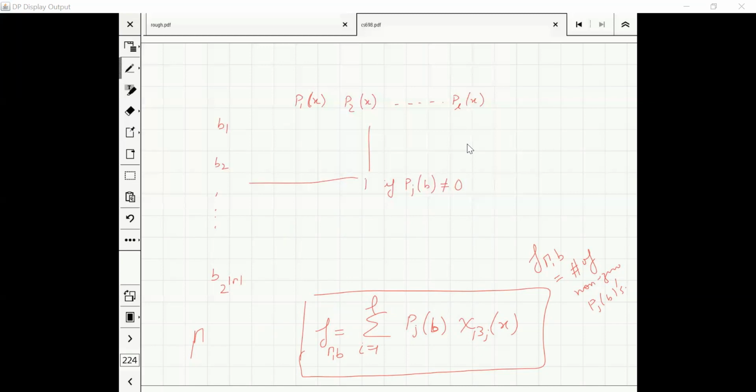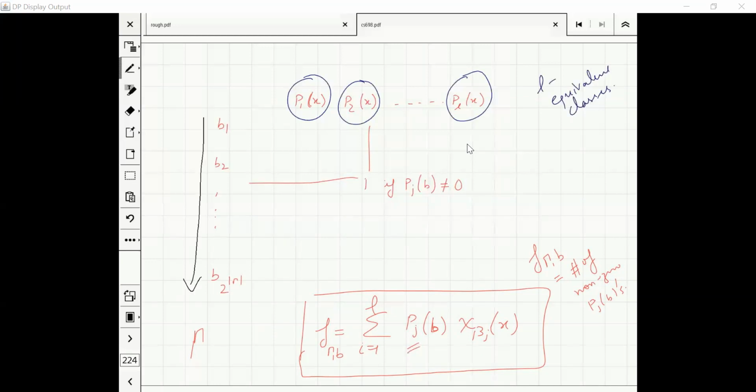Okay, so make this matrix. What is this matrix? Every column is indexed by the polynomial or the equivalence class. So this is the first equivalence class, second equivalence class, Lth equivalence class. These are the parities which are grouped together. And on the rows, you have the assignments. And you put 1 if you get a non-zero thing here and 0 otherwise. This is how you are filling out this matrix.